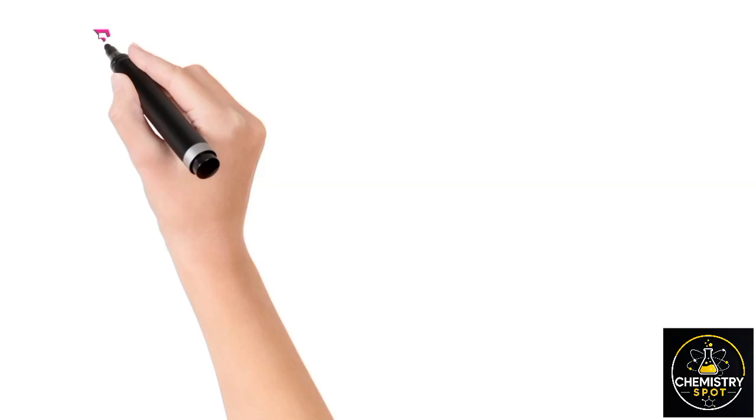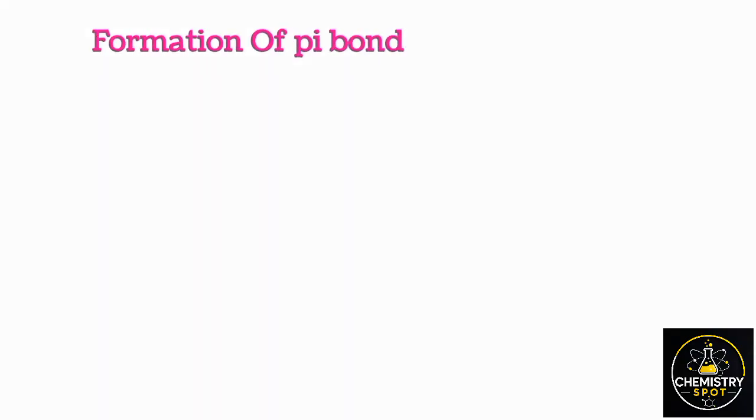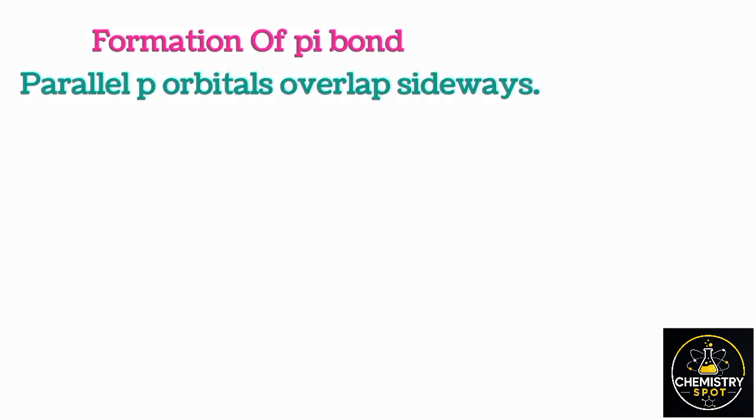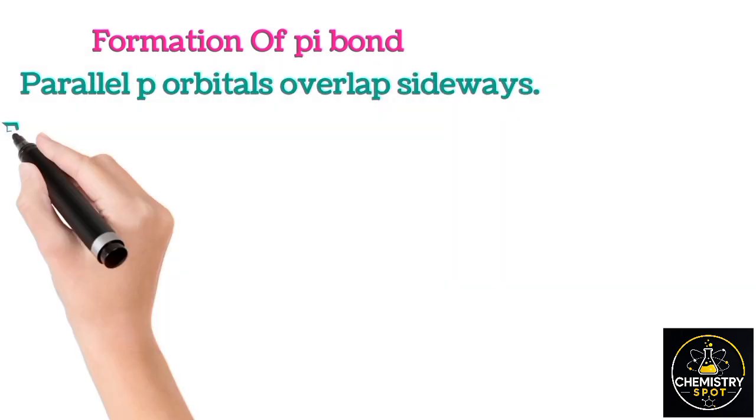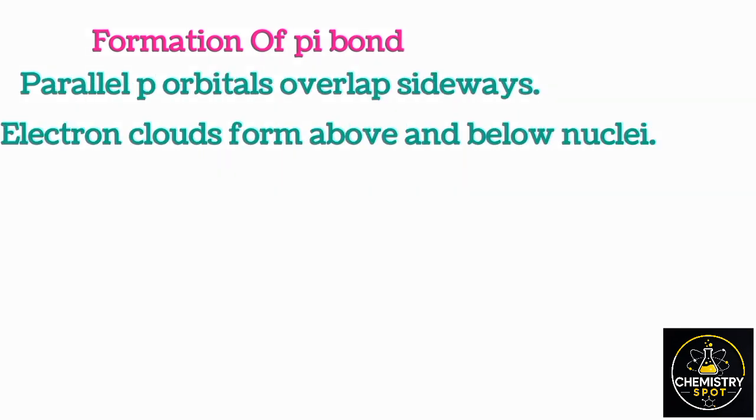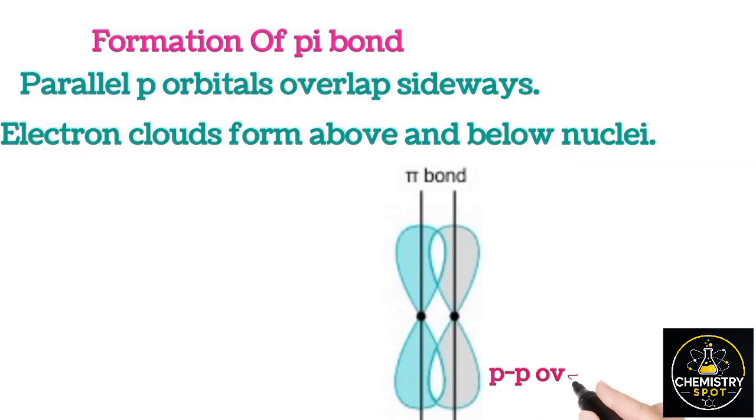Now let us understand the formation of a pi bond. Pi bonds are formed when parallel p orbitals overlap sideways. This creates electron clouds above and below the nuclei. This sideways overlap forms the pi bond. It is also called pp sideways overlap.